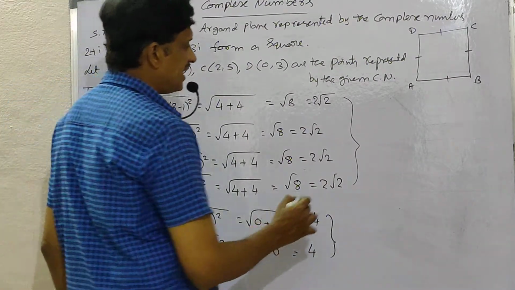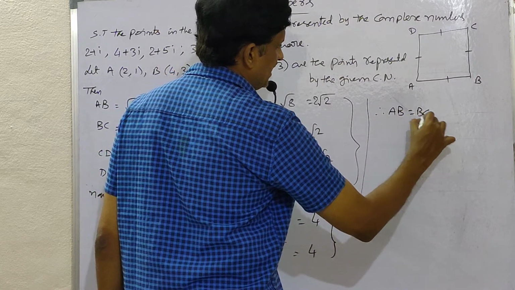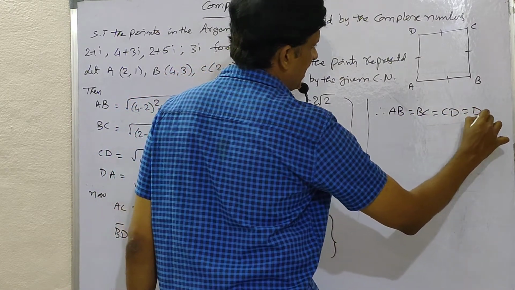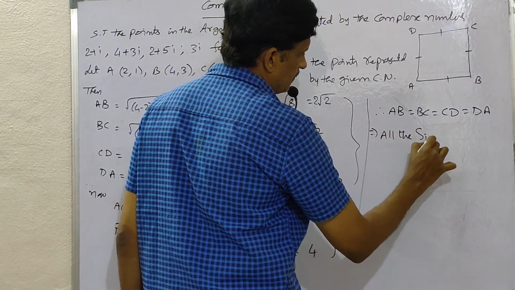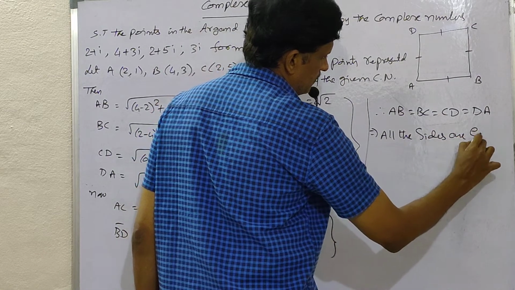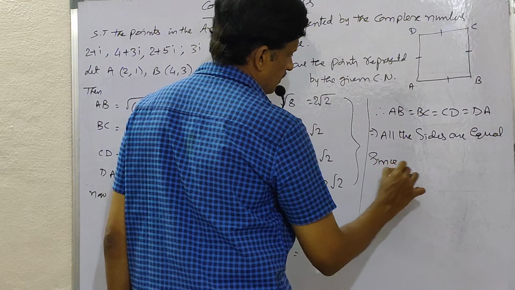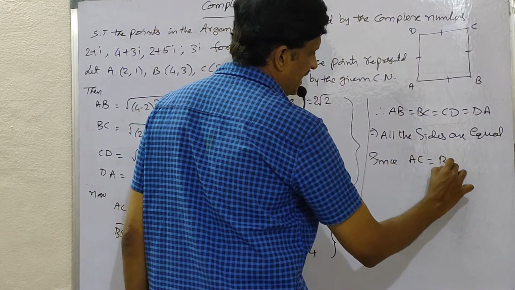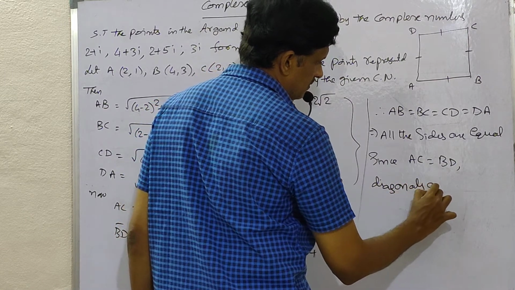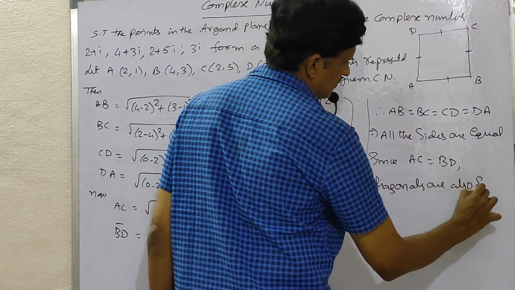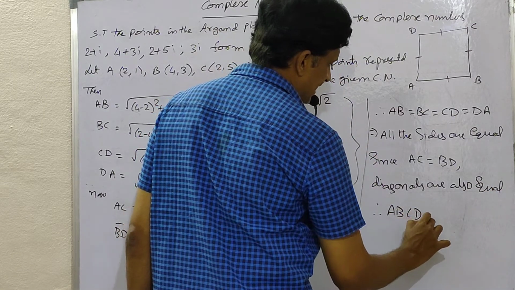So here you can say that therefore AB equal to BC equal to CD equal to DA, means all the sides are equal. And since AC is equal to BD, diagonals are also equal. Therefore, ABCD is a square.